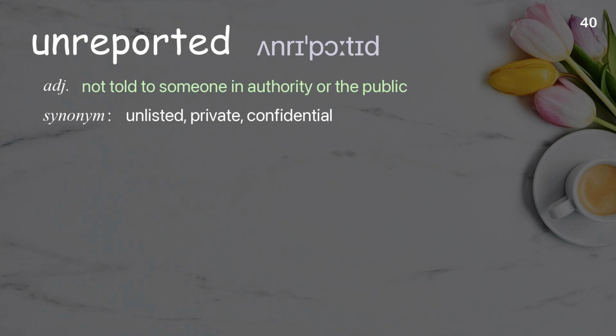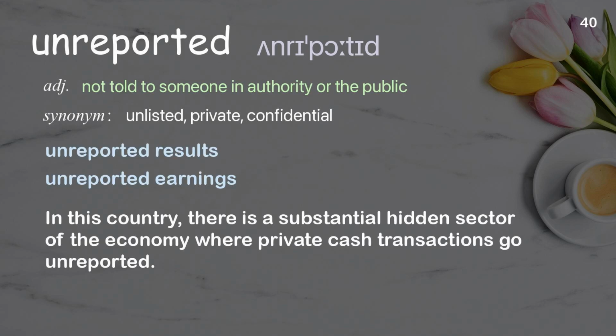Unreported. Not told to someone in authority or the public. Examples: Unreported results. Unreported earnings. In this country, there is a substantial hidden sector of the economy where private cash transactions go unreported.